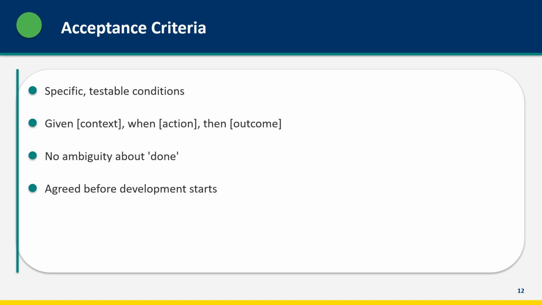Acceptance criteria eliminate ambiguity about what done means. They should be agreed with stakeholders before development starts, not after. This prevents the dreaded "that's not what I meant" moment during testing.